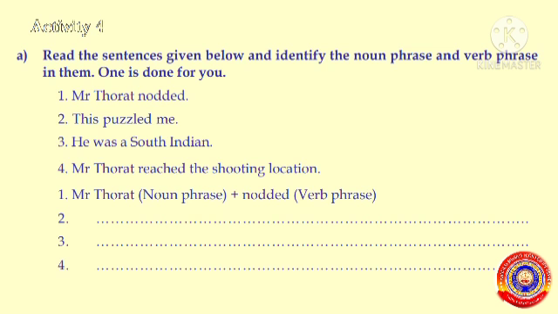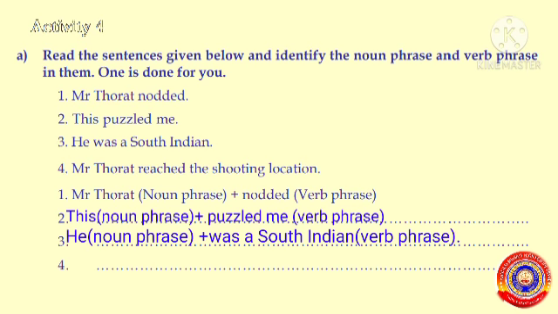Let's see the activity in your textbook. Read the sentences given below and identify the noun phrase and the verb phrase in them. One is done for you. The first sentence, Mr. Thorat nodded. Here, Mr. Thorat is the noun phrase and nodded is the verb phrase. Next sentence, this puzzled me. This is the noun phrase and puzzled me is the verb phrase of the sentence.